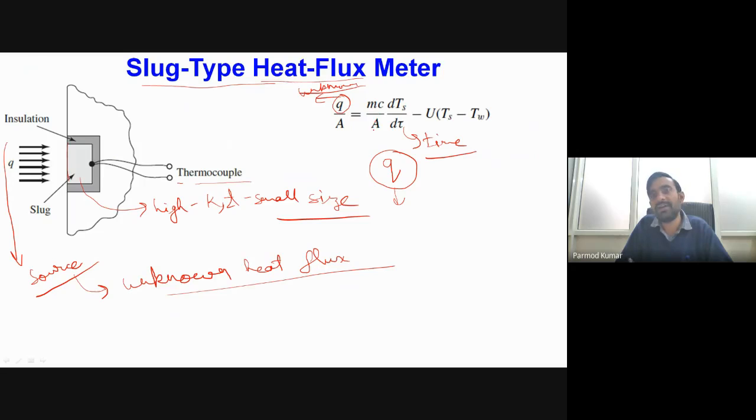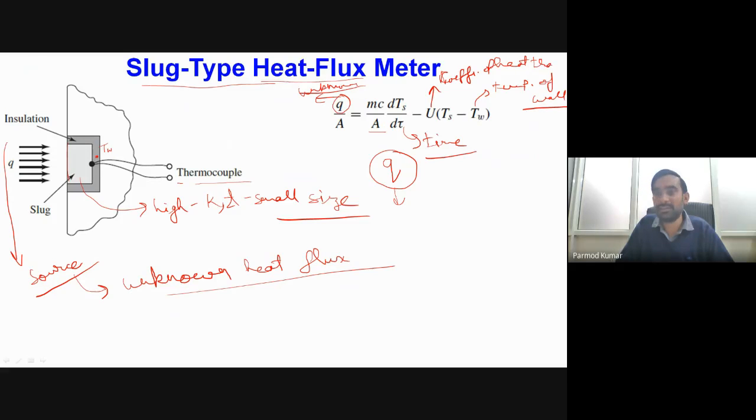We write this equation on a per unit area basis, so that will be equal to U times. We consider that we have a thermocouple which gives the temperature of the slug, and one more thermocouple which gives the temperature of the insulating wall. TW is the temperature of the wall, so whatever insulation wall we have, its temperature is TW. U is the coefficient of heat transfer.